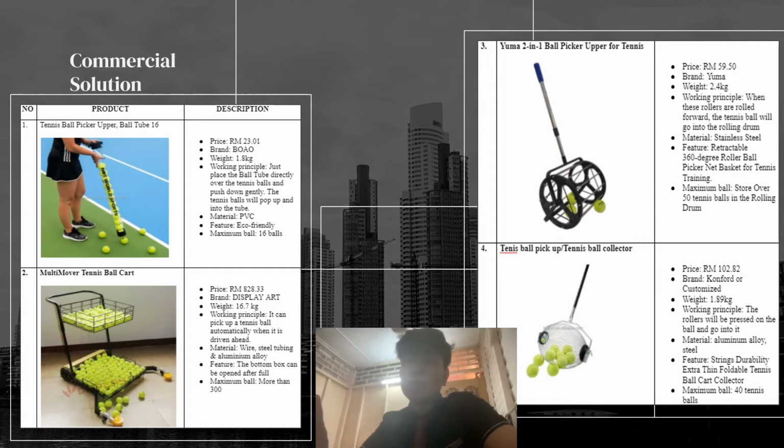Next for the Yuma 2-in-1 ball picker upper for tennis, the price is about 59 ringgit and 50 cents, brand from Yuma, and the weight about 2.4 kg. Next for the tennis ball picker, which is tennis ball collector, the price is about 102 ringgit and 82 cents, produced by the Comfort or customized, which the weight is 1.89 kg.